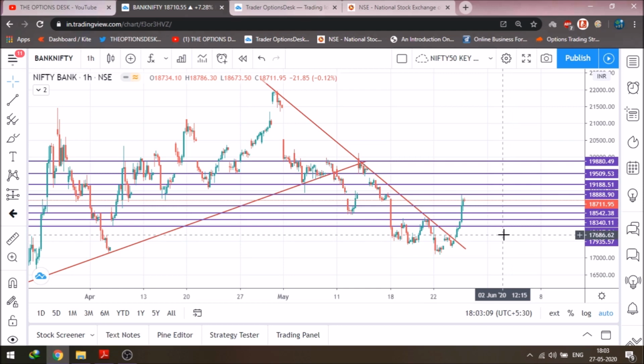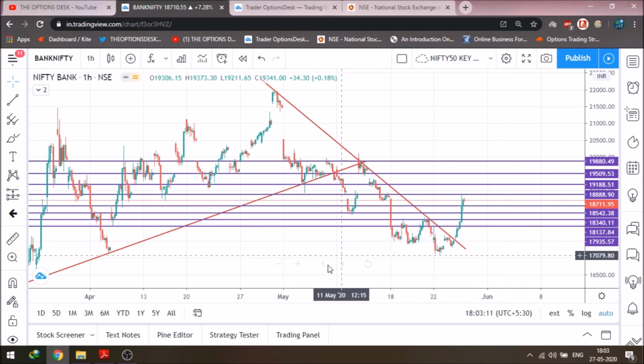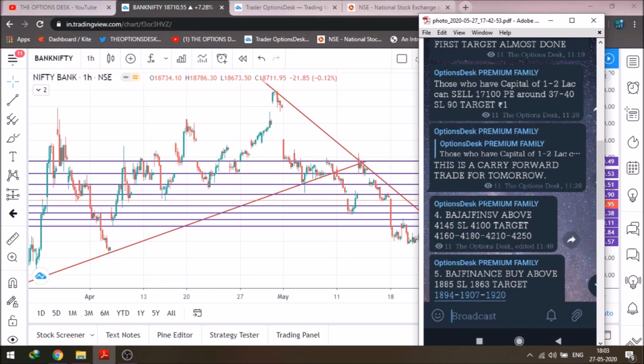That was a clear cut analysis. I will also upload a video on how I provided my levels on the channel, that is the levels of Bajaj Finance and Bajaj Finserv. I will be uploading that video shortly.